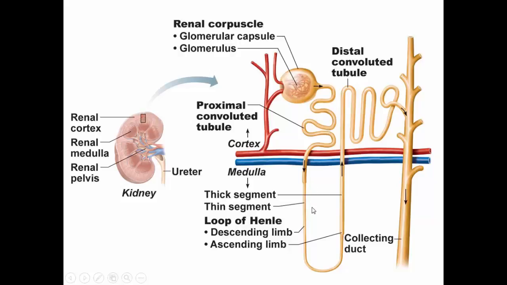The loop of Henle loops down into the medulla. We come back up and we have the distal convoluted tubules, which empty into the collecting duct. Several nephrons will empty into the same collecting duct. The collecting duct will go down through the renal pyramid and will empty the urine into the calyx that's attached to that pyramid. The glomerulus is fed by an afferent arteriole.